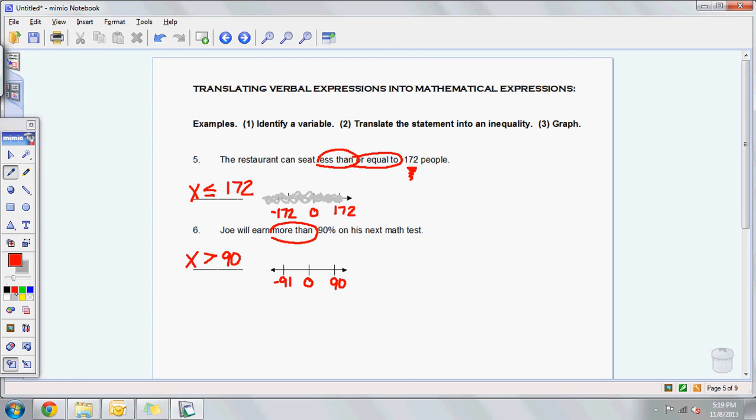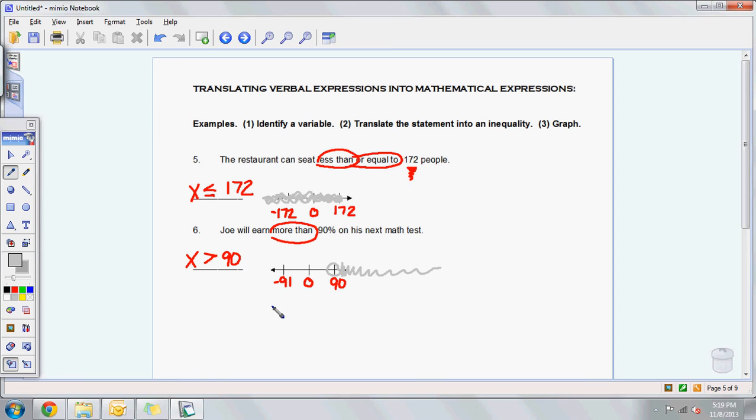So I need to graph this. Since he can't get 90%, we don't want him to get 90%. We want him to get more than 90%. So he has to get greater than 90%. So you're going to shade on that other side of 90.